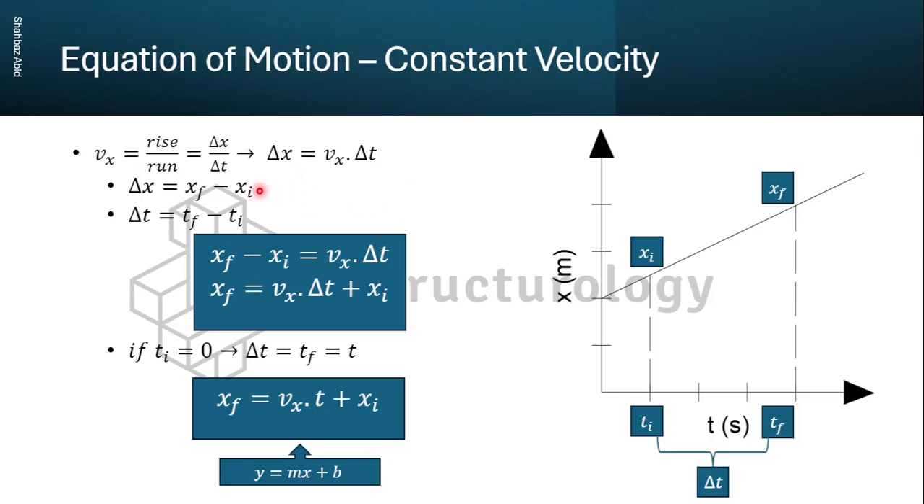So if I substitute delta x as xf minus xi, it's going to be xf minus xi equal to v sub x times delta t. If I bring the xi to the other side, it will become positive xi. Most of the time we have initial time equal to 0, so we can just say that delta t is equal to the final time, which is basically t itself. So xf is equal to v sub x times t plus xi, which is identical to the equation of a line. So this equation is actually representing the equation of this graph.